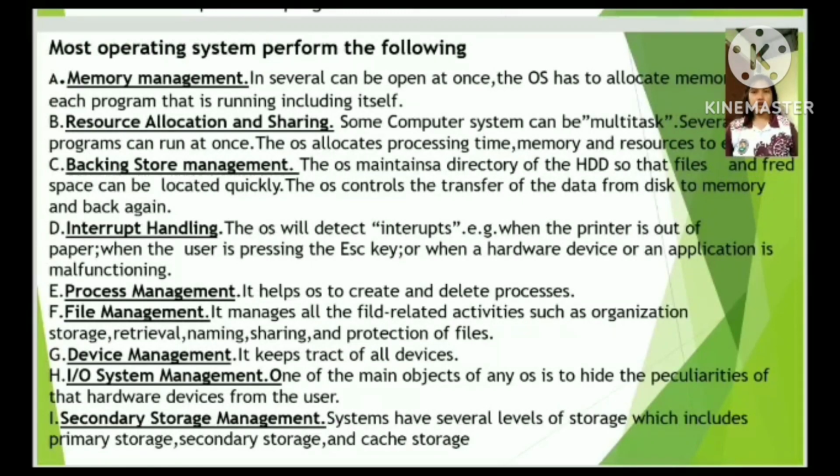Backing store management. The OS maintains a directory of the HDD so that files and free space can be located quickly. The OS controls the transfer of the data from disk to memory and back again.